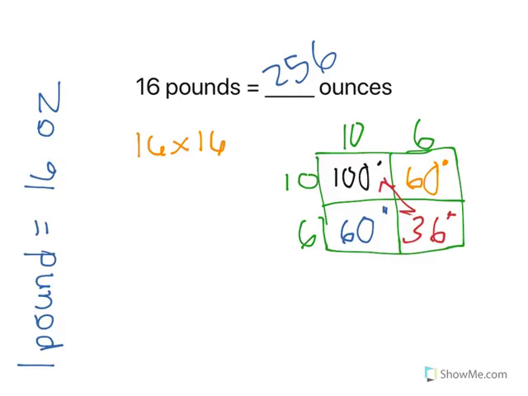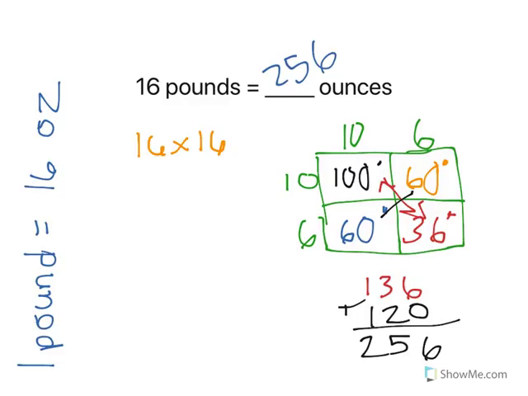I'm going to start by taking these two, which would make 136. And then I'm going to take these two, which would make 120, and add them together. 6 and 0 make 6, 3 and 2 make 5, 1 and 1 makes 2, to make 256.